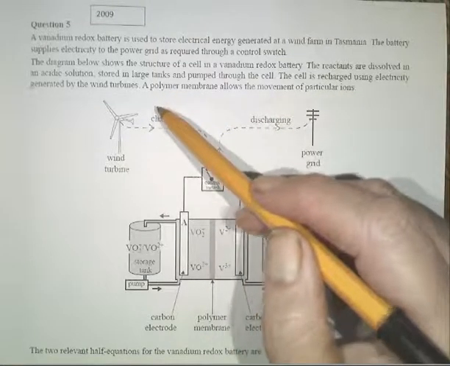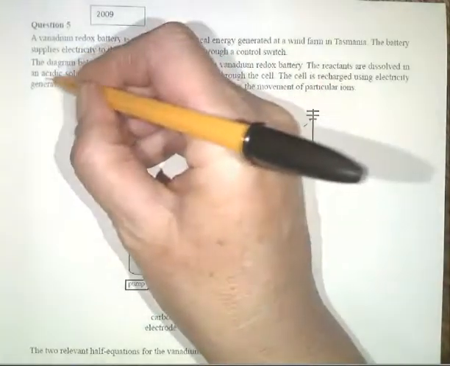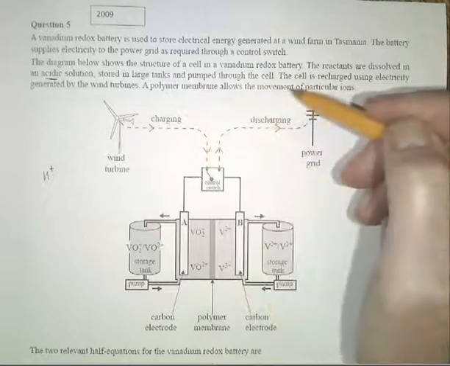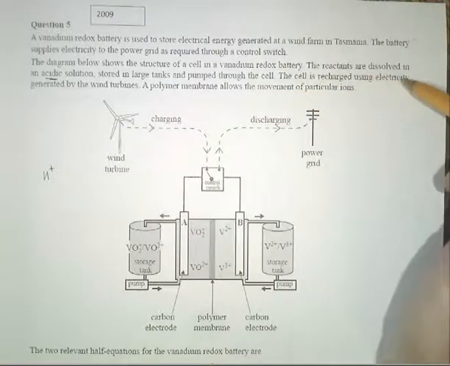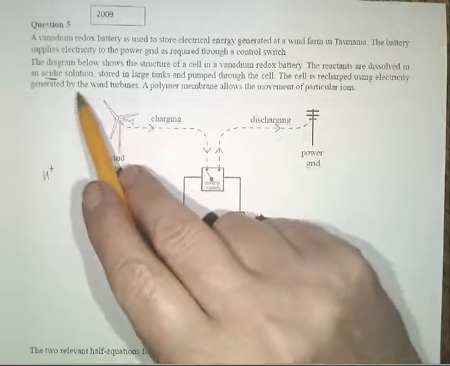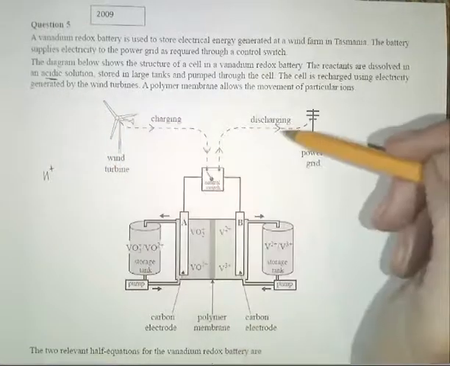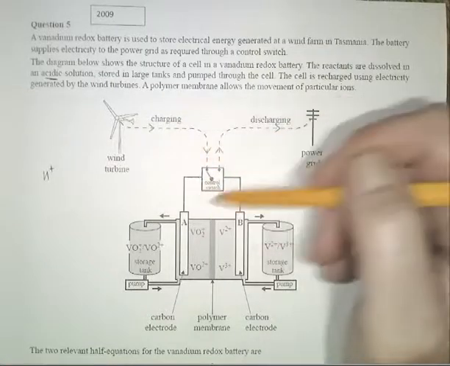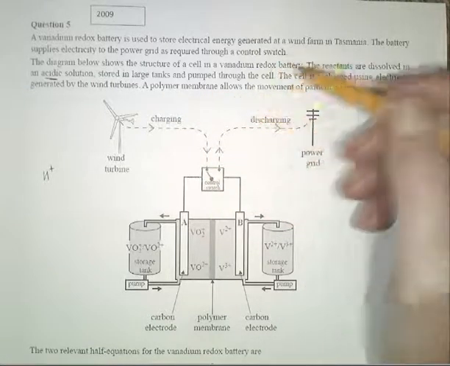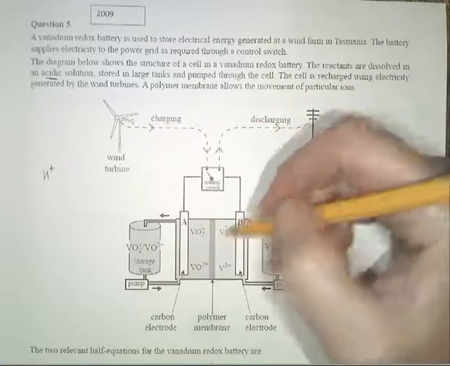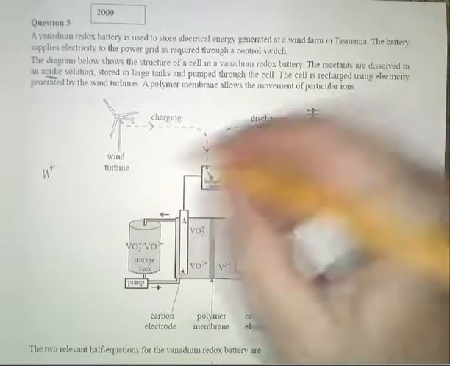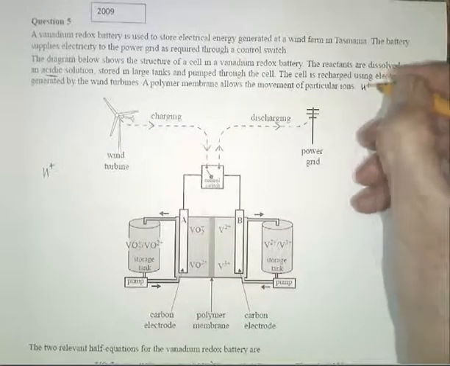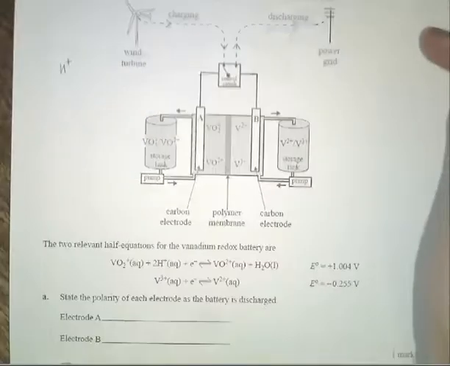The reactant is stored in an acidic solution, so you have hydrogen ions around in large tanks and pumped through the cell. The cell is recharged using electricity generated by the wind turbines. So electricity is coming out here, and then it's being put back in. Polymer membrane allows the movement of particular ions. So the membrane here allows particular ions. Because it's an acidic solution, those particular ions would be hydrogen ions. Okay.